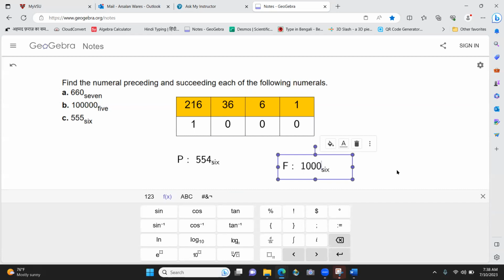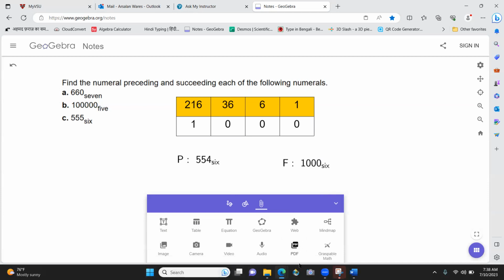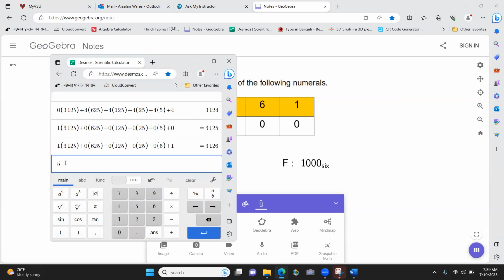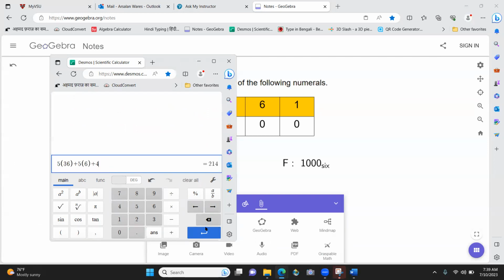I will go back and, of course, verify it on a calculator, which is always easy to do because we can copy paste. All right. So I'm going to clear everything here, and I'm going to do the previous, 554 to base 6. I'm getting this. This is the one that I got for the preceding, 554. Let me double check. 554. That sounds about right.